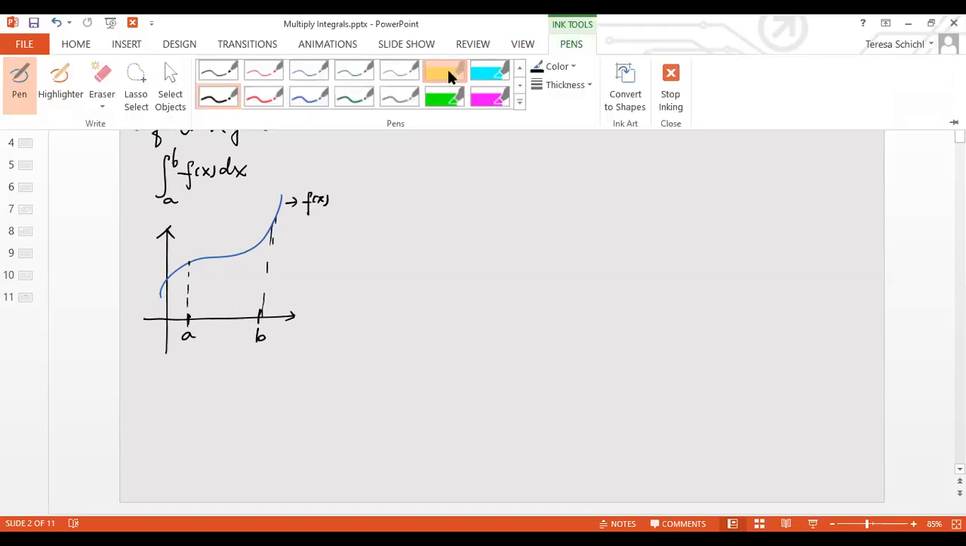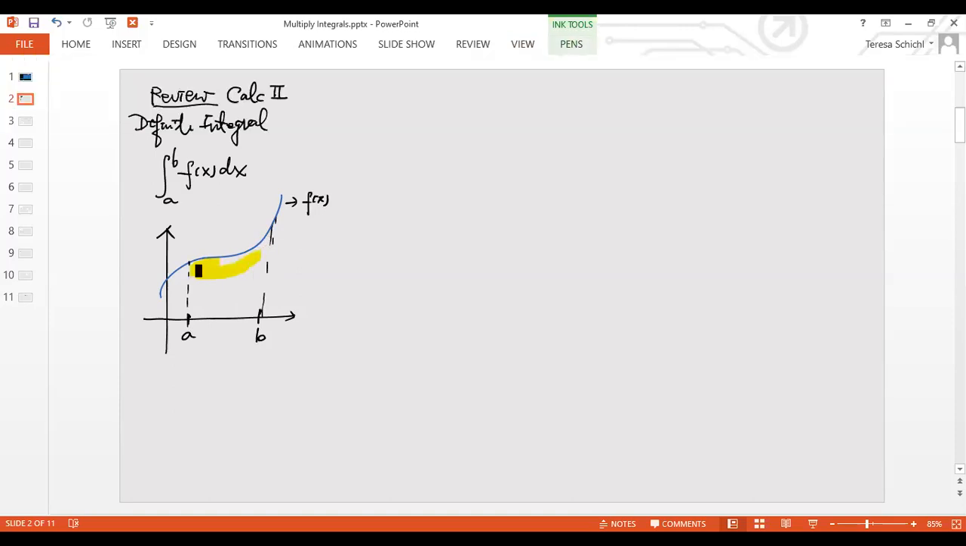When we try to take the integration under this function in this interval, what are we doing here? Basically, we are trying to calculate the area under this curve. So now you ask, how do we find the areas here? In R2, with the definite integral, we are finding the areas, right?